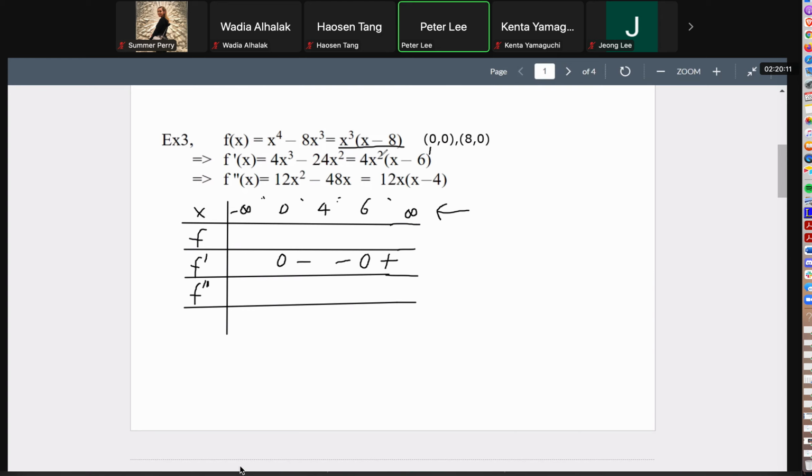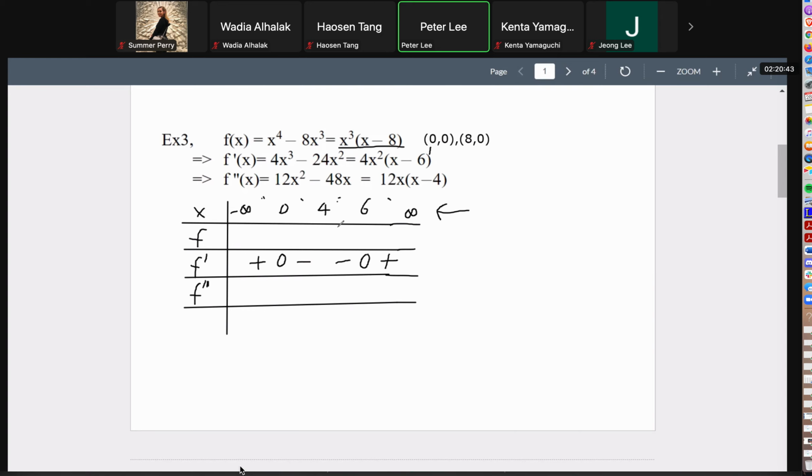And then when it crosses 0, that's x squared. So here, it does not change sign. So we actually get a plus here. So this is now the sign for f prime. Any questions here? Any questions on f prime? Any questions? Okay, no questions.